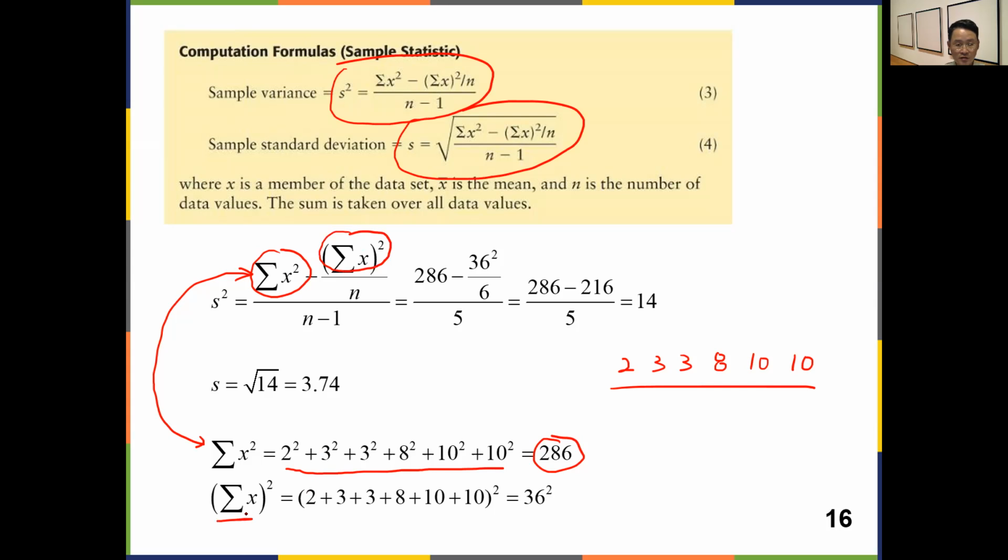What about this part right here? We go all the way to here. This one, you add the data, which is 36, then you square it. So let me actually do 36 squared. What do you get for 36 squared? Well, 36 squared is actually 1,296.